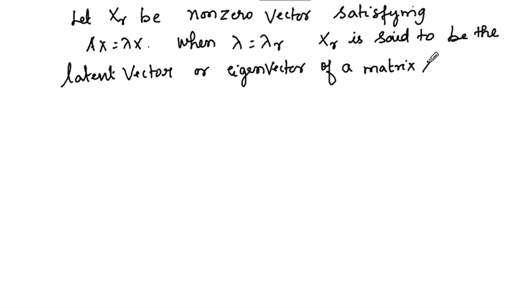In the next class we will be seeing about the characteristic polynomial. Finding the determinant A minus lambda I, which can be expanded, will give a polynomial which is called the characteristic polynomial of a matrix A.